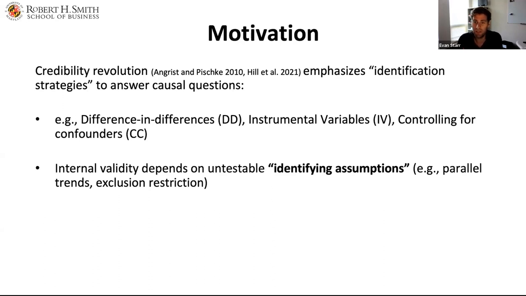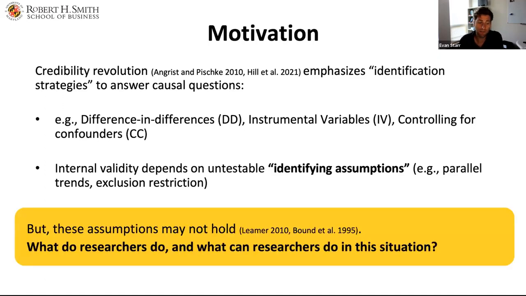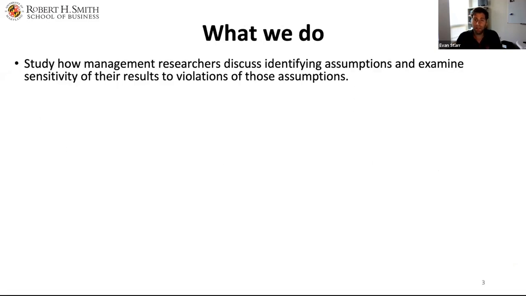In the IV context, for example, it requires that your instrument doesn't affect your outcome through any other path except through the treatment variable of interest. Right, so these are fundamentally untestable propositions. And so the question is, what do you do when they might not hold? Okay, so the research questions we address in this paper is, well, first, what do researchers do in these contexts? And then what can researchers do? And so what we do in this paper is we're going to study how management researchers discuss identifying assumptions and whether they examine sensitivity of their results to violations or potential violations of those assumptions.